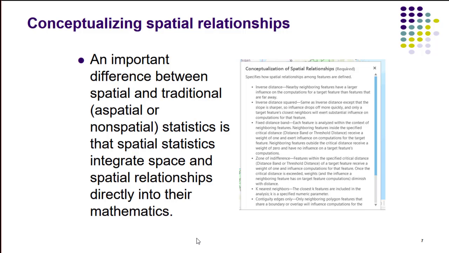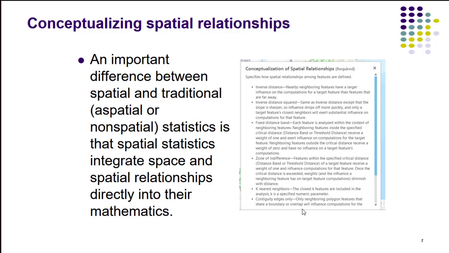The biggest option with those is the conceptualization of spatial relationships. Really big word, kind of a strange word. What do we mean by conceptualizing our spatial relationships? Well, there's a bunch of different options. There's inverse distance squared, we have this fixed distance band, we have this zone of indifference, k nearest neighbors, and we have this contiguity edges only. So for the most part, what this means is that we have to think about the relationship of, for example, polygons and those polygon relationships that are adjacent or in close proximity to other locations.